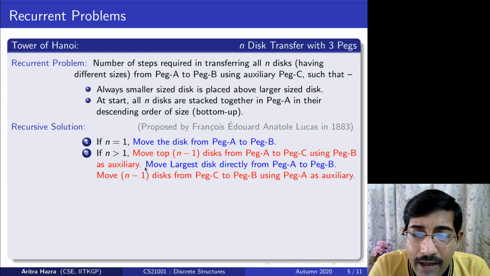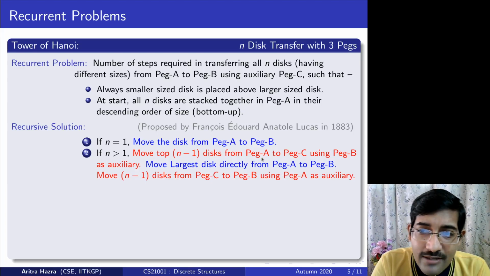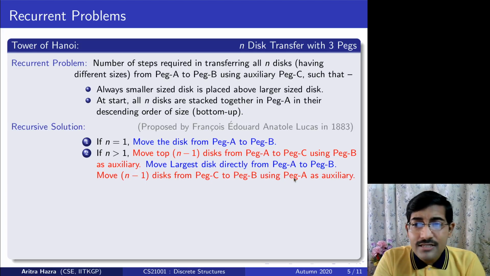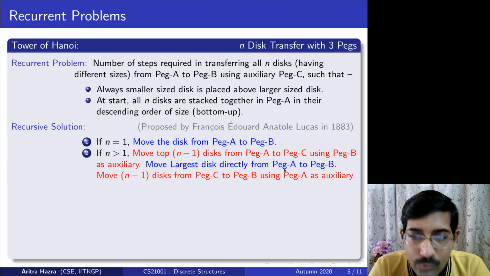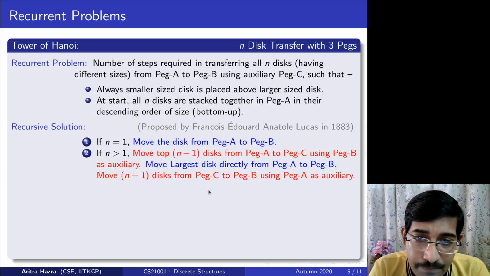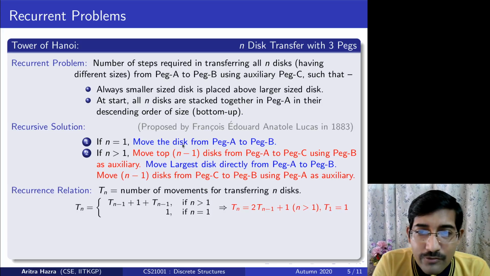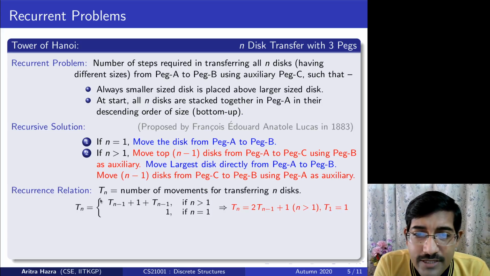And then I have n minus 1 disks again from peg C as a source, peg B as a destination, using peg A as auxiliary. So the red things are my recursive formulations to the problem using a smaller number of instances, that is, fewer disks. And the blue one here are the direct moves. The blue one contributes to the number of moves and the red one contributes to the call to the same function.